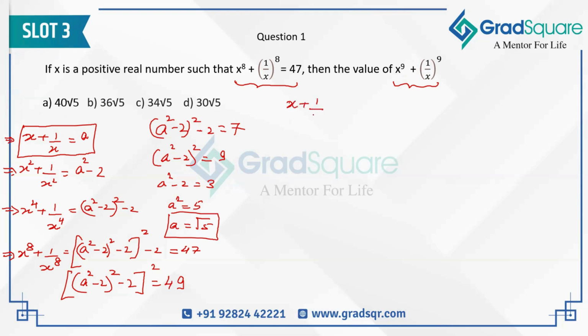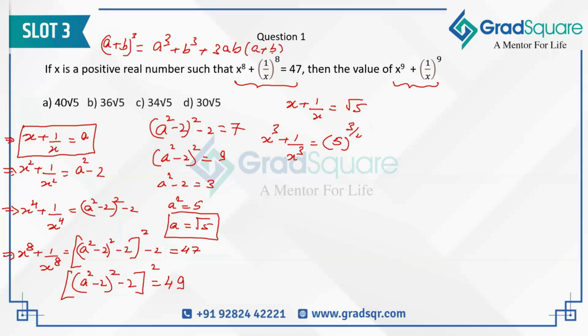x plus 1 by x is equals to root over of 5 is what we have at the moment. If I cube this equation, I'm going to get x cube plus 1 by x cube. And on the right hand side, you will get 5 to the power of 3 by 2. And you will have another term over here, because if you look at a plus b whole cube and expansion of this, you are going to get a cube plus b cube plus 3ab into a plus b. This is the expansion of it, correct?